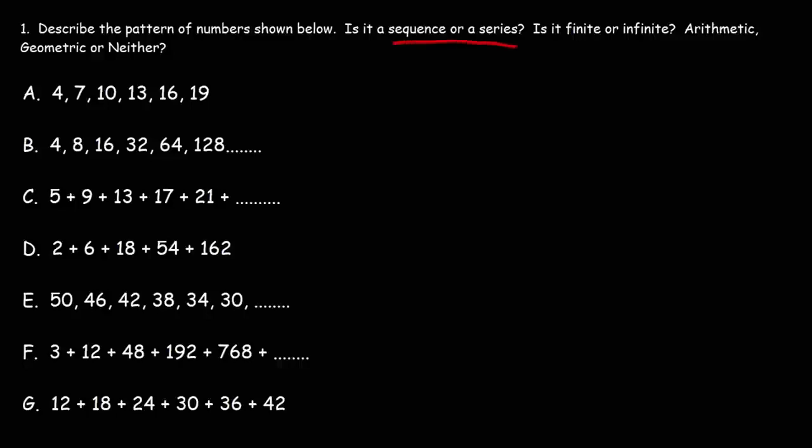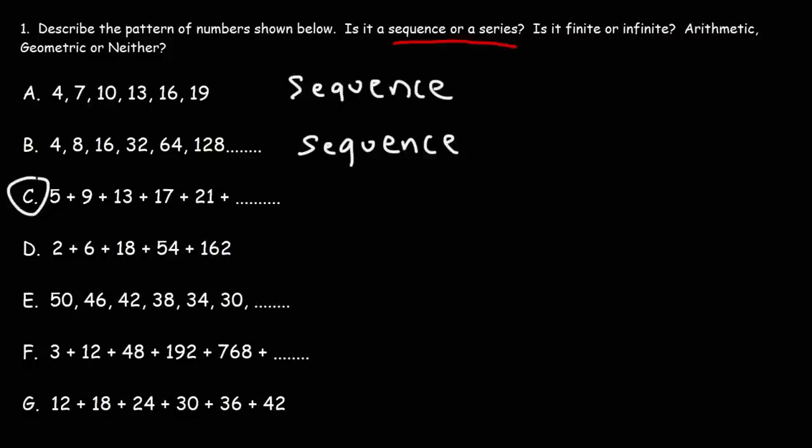Part A. So we got the numbers 4, 7, 10, 13, 16, 19. We're not adding the numbers, we're simply making a list of it. So this is a sequence. The same is true for part B. We're simply listing the numbers, so that's a sequence. In part C, we're adding a list of numbers. So since we have a sum, this is going to be a series.